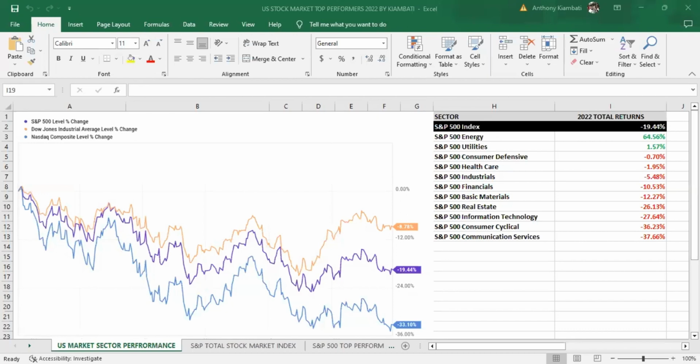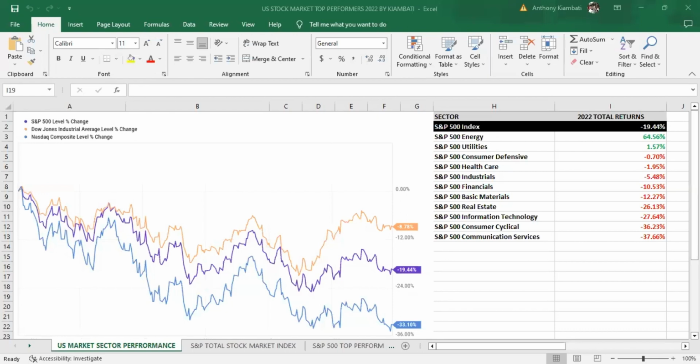As you guys can recall from the previous webinar we did, I talked about tech companies and the poor performance for tech companies like Apple, Microsoft, Google, etc. Let's look at the specific sector performance. The best performing sector was the energy sector with a return of 64.56%.